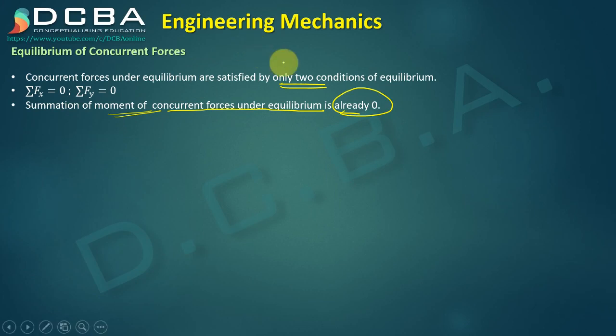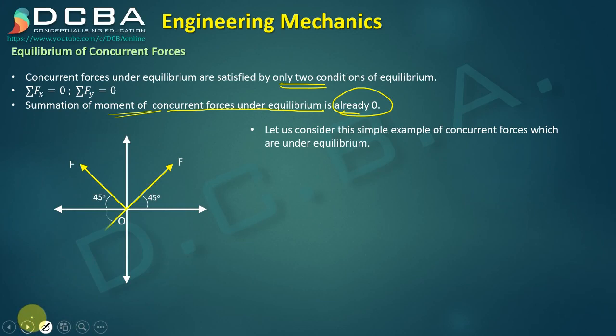Okay, so still there are three conditions here, but when we say that there is a concurrent force system, and if I tell you that this concurrent force system is under equilibrium, it automatically means that summation of moment of those forces at any point is going to be 0. Now how and why, we'll see.